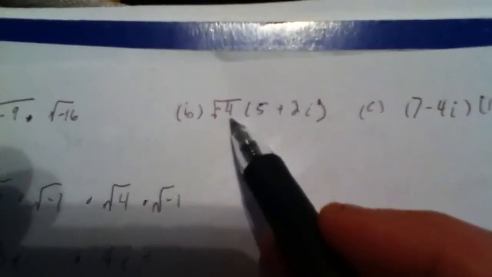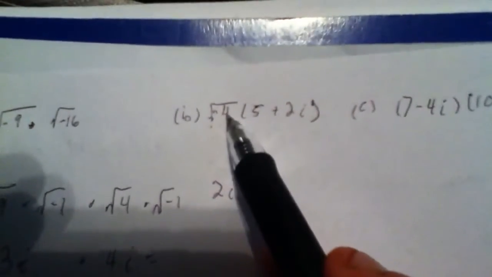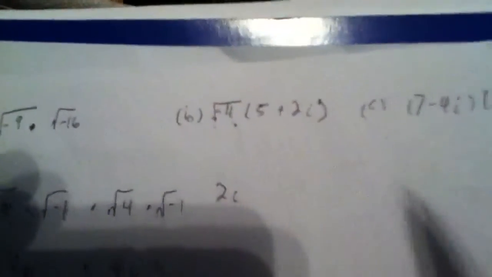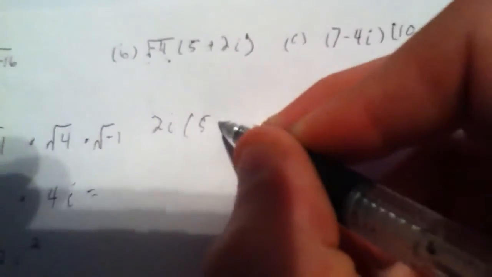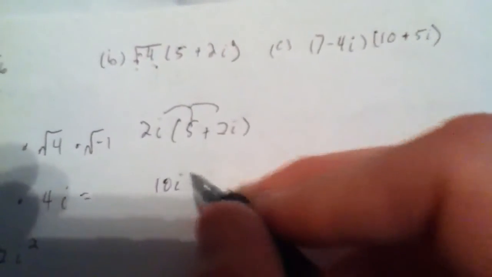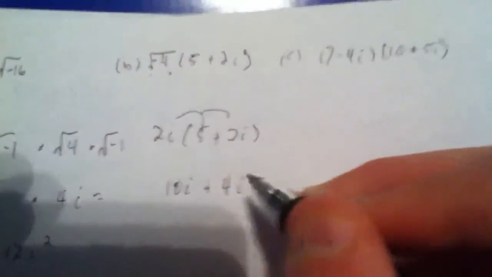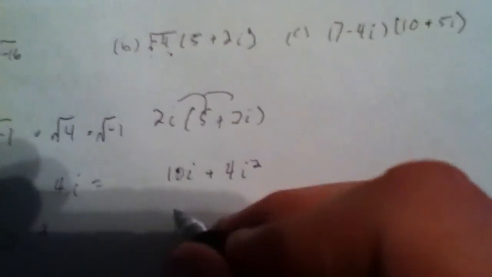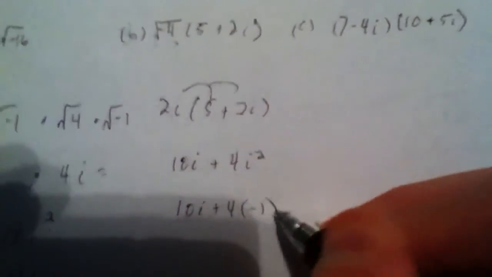For the second problem, you're going to want to break this apart first and convert the square root of negative 1 to i. So you're going to get 2i, because the square root of 4 is 2 and the square root of negative 1 is i. And then you have 5 plus 2i over here. And then you simply distribute, so you get 10i plus 4i squared. And that's 10i plus 4 times negative 1, because i squared is the same thing as negative 1. So you get 10i plus negative 4.